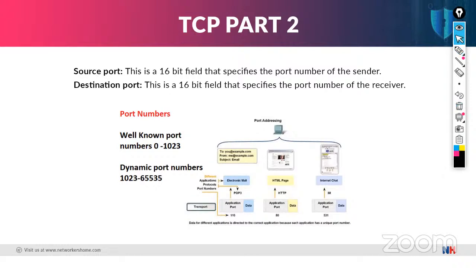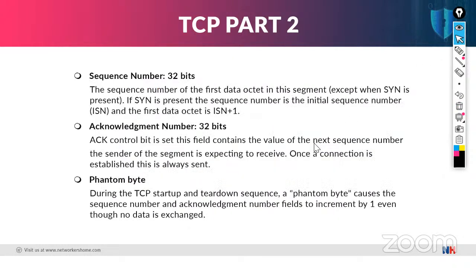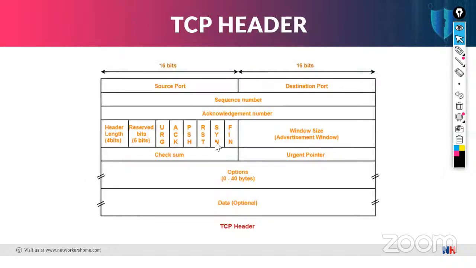So now this is all about the source port and the destination port. The next we have what? Sequence number, which is 32-bit, acknowledgement number, which is 32-bit, and we have a phantom bit. So what are these things? What do these particular fields contain? What is the use of this sequence number? What is the use of this acknowledgement number? Where do we use this particular sequence and acknowledgement number?